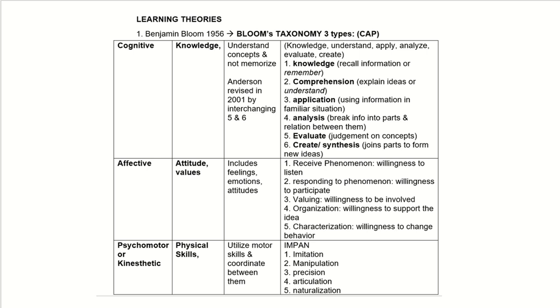It has three types. I have written a short acronym for Benjamin Bloom's taxonomy, that is CAP. So C stands for cognitive, A for affective, and P for psychomotor or kinesthetic. Okay, so this particular theory from the exam point of view is a little important. Cognitive means knowledge, affective means values, emotions and attitude. Psychomotor or kinesthetic is of course physical skills or behavior, right?